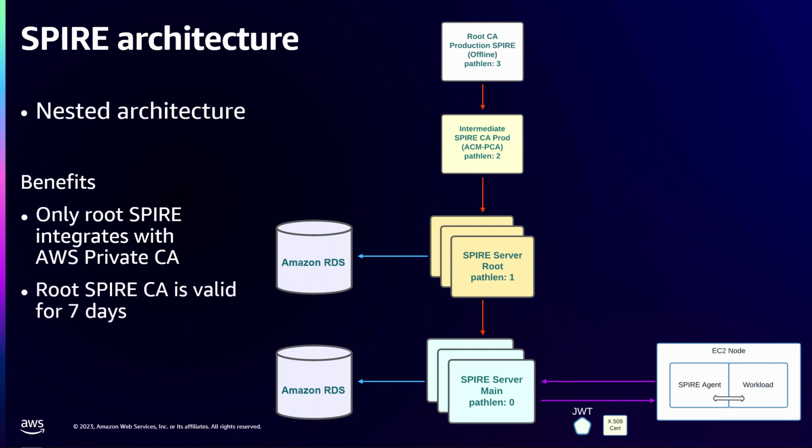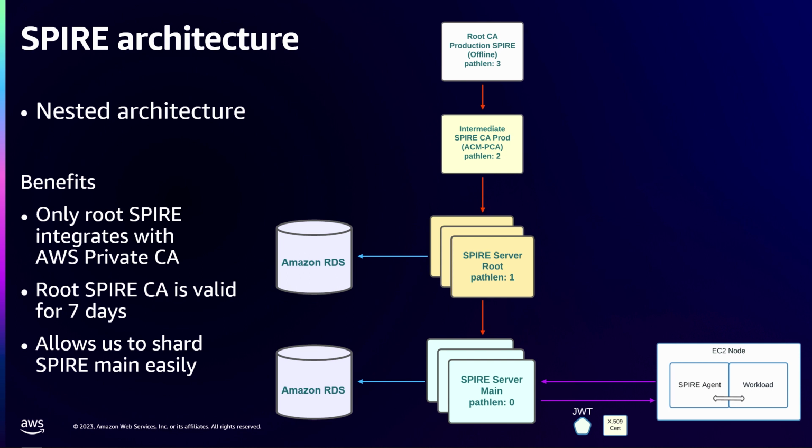From a reliability standpoint, the root CA is valid for 7 days. So if there's any blip in the uptime of the private CA from AWS, we can still continue running for up to 7 days. Also, the main benefit of this architecture is that we can shard out the main SPIRE server very easily. The main traffic is happening between the main SPIRE server and the EC2 nodes, because they're continuously scaling up and down. Identities are constantly being provisioned and rotated for all of our workloads. So we can shard out and horizontally scale the main SPIRE server based on which AWS accounts or which Kubernetes clusters require more identities.